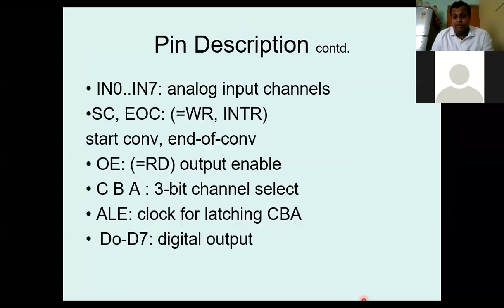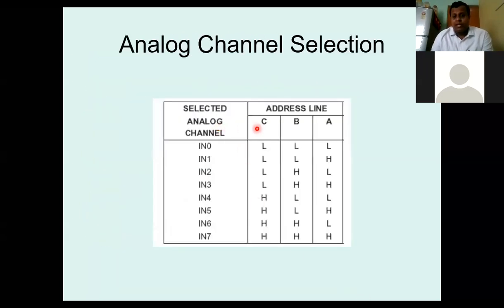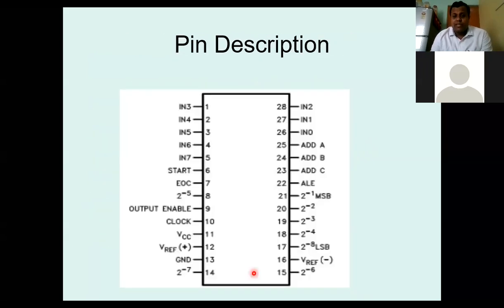Just like in a table: if CBA is 000, then it is IN0. If it is 111, then it is IN7. In this way we select IN0 to IN7. It is very important: we can select any analog channel. Eight sensors can be connected to the different analog channels. I can select one by one, or I can select only one, no issues.